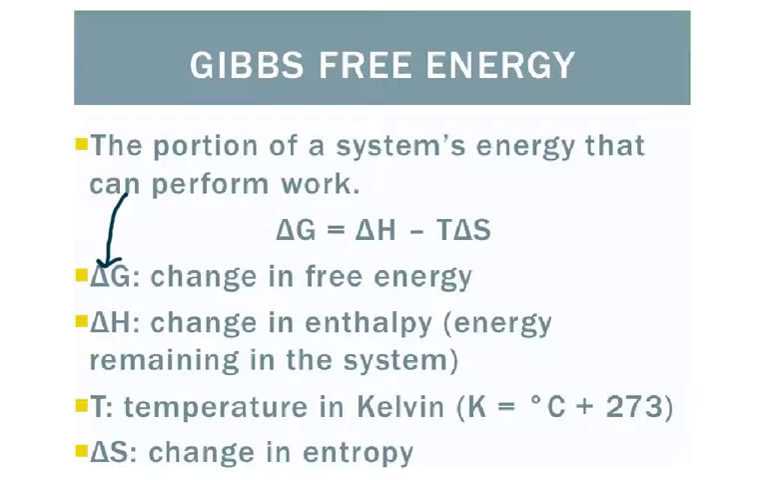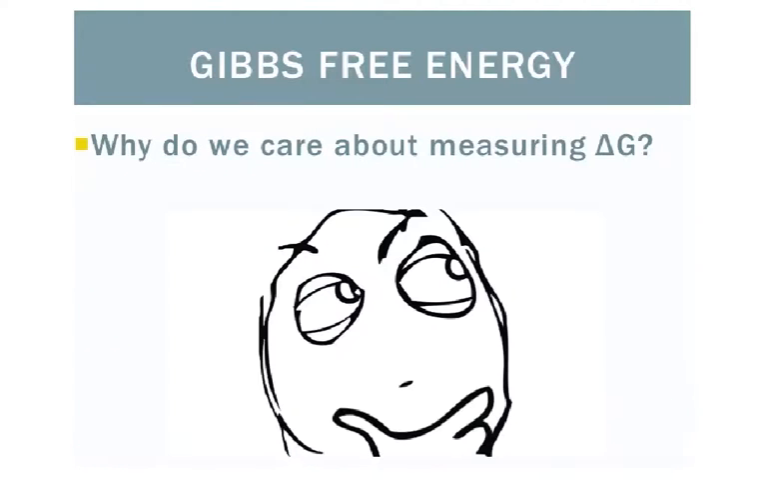Don't confuse the words enthalpy and entropy. You need to memorize the difference between the two. T is obvious, that's temperature, and we're going to use temperature in Kelvin. Don't forget, Kelvin is the degrees in Celsius plus 273. And then finally, delta S, S is going to be our variable for entropy. So delta S is the change in entropy, or the change in disorder.